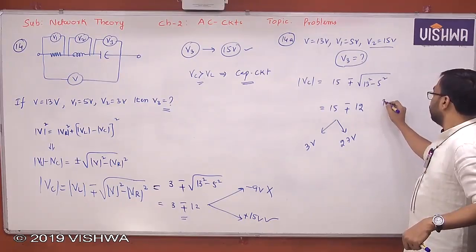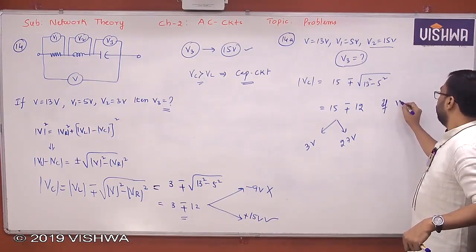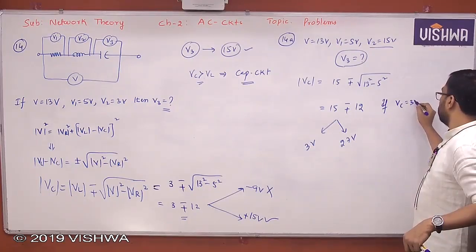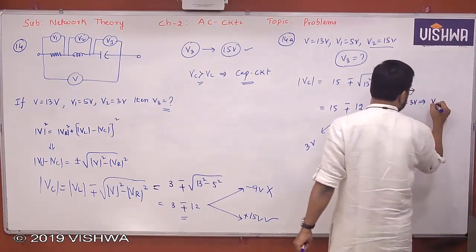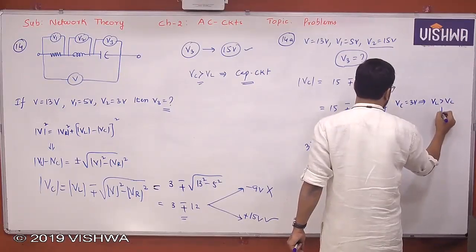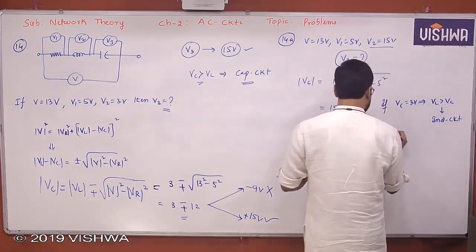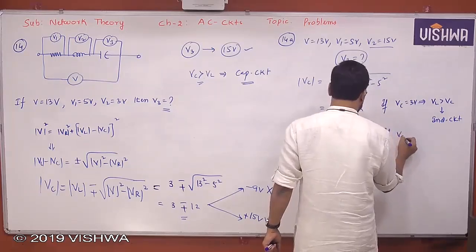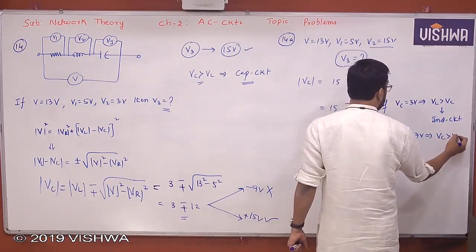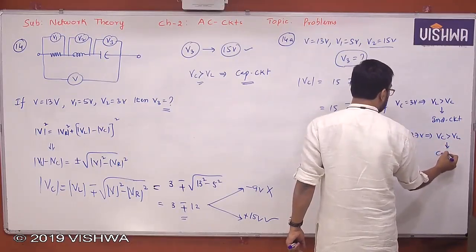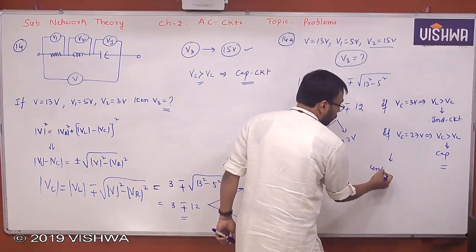So if VC is equal to 3 volts, then VL is greater than VC. It behaves like an inductive circuit. If VC is equal to 27 volts, then VC will become greater than VL. Then it behaves like what? Capacitive circuit.